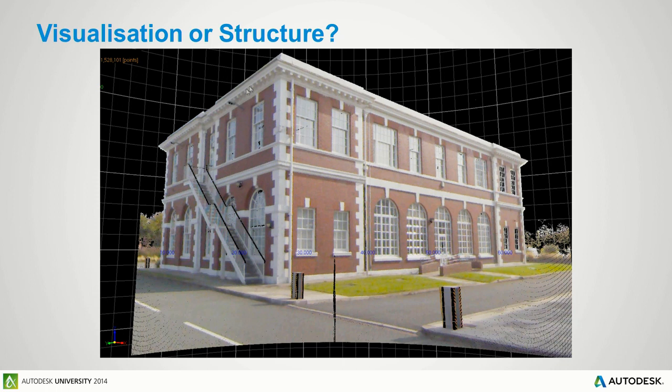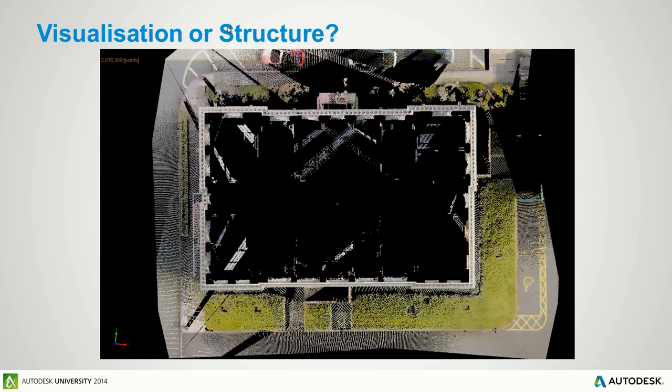But do we need that level of detail? Combined, so doing scans on each of the four corners of the building gives us that high level detail with the 3 millimeter scan density.